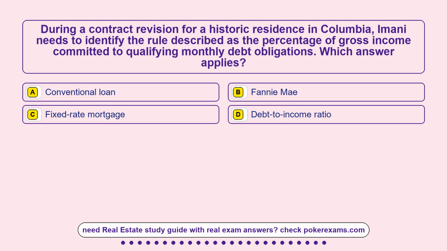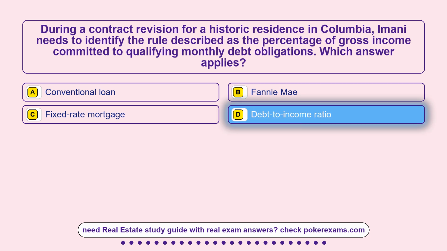Question 25. During a contract revision for a historic residence in Colombia, Imani needs to identify the rule described as the percentage of gross income committed to qualifying monthly debt obligations. Which answer applies? Option A, a conventional loan. Option B, Fannie Mae. Option C, fixed-rate mortgage. Option D, debt-to-income ratio. The correct answer is option D, debt-to-income ratio.